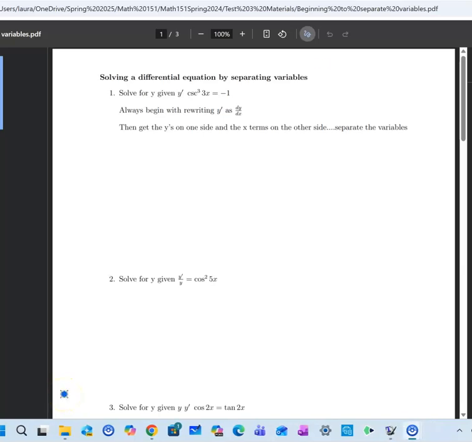So this is the section 1 from the test 4 material, but it's going to help you review integrals that you need to know. All right, so the first step of solving something like this is called a differential equation because it has a derivative and an equal sign. So the first step is to rewrite y prime as dy over dx.